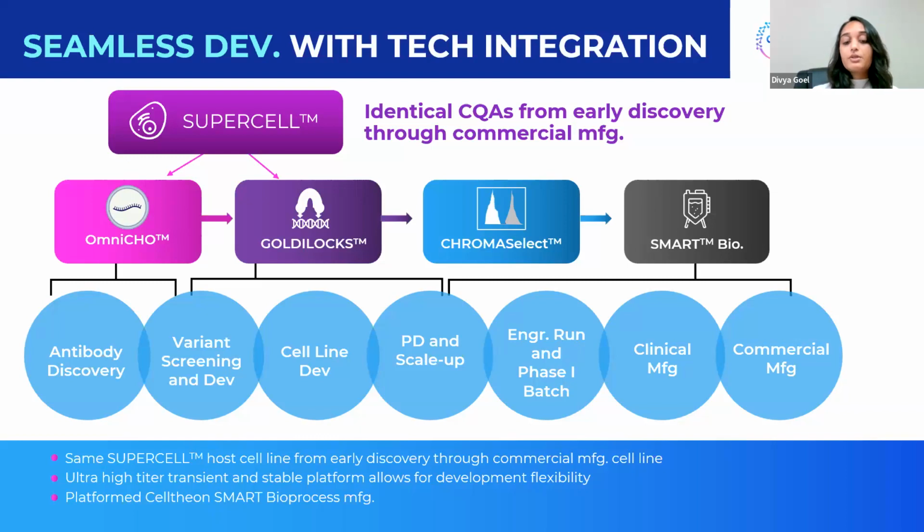optimization of critical quality attributes, we can use our ChromaSelect cell screening platform, which allows us to screen 100 million clones for unique critical quality attributes and really select out the ideal CQAs at a very early stage in cell line development, and then proceed into the later stages of process development with the Celltheon Smart Bioprocessing platform.